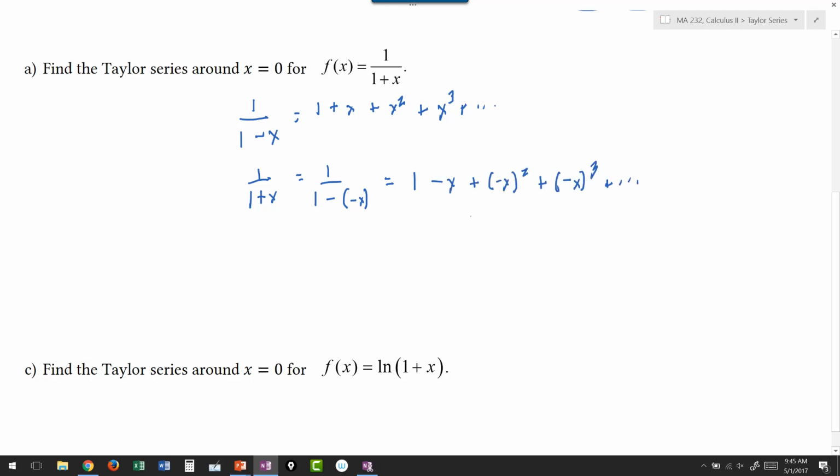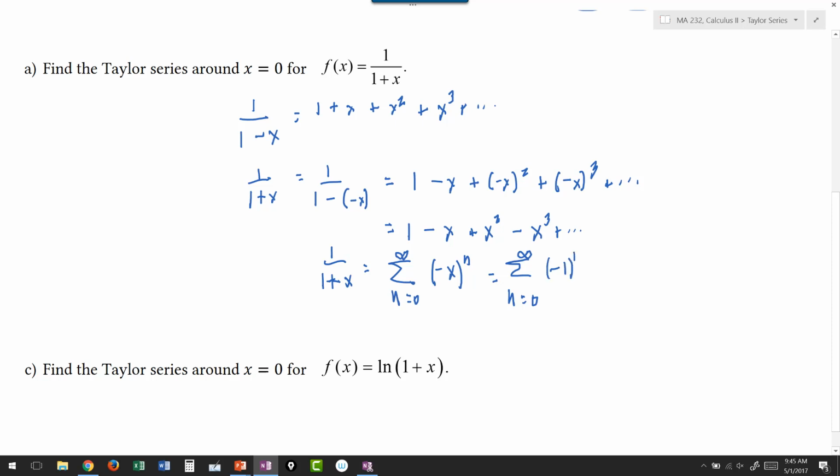I can simplify that a little bit. So I can write 1 over 1 plus x is equal to the sum n equals 0 to infinity of minus x to the n. We could also write this as minus 1 to the n times x to the n. It doesn't really matter which.